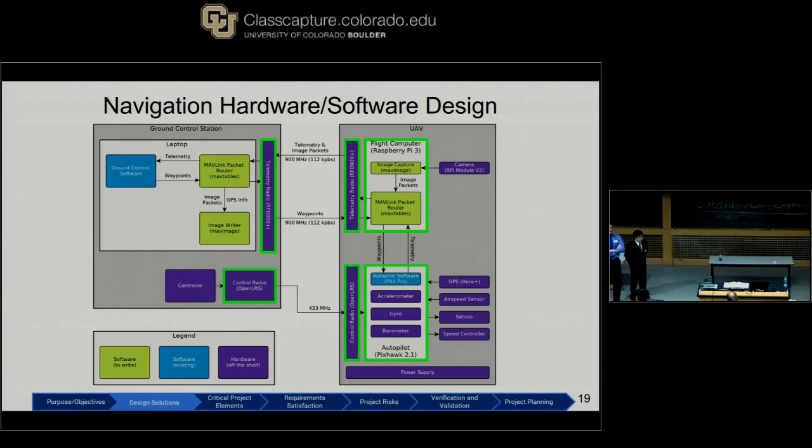Please notice the legend in the bottom left. Software that we'll be writing is in yellow, software that's existing is in blue, and off-the-shelf hardware is in purple. The main components here are the ground control station and the UAV.